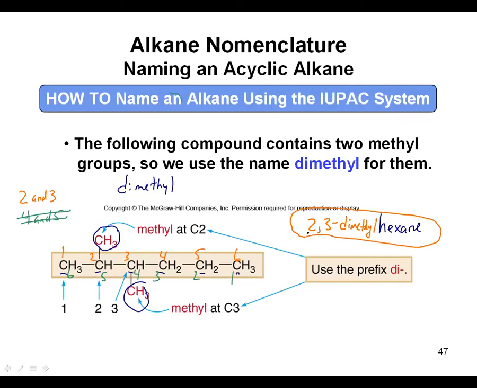Again, it's really all just about location. It tells us basically if we go to carbon number 2 and we go to carbon number 3, we should find a methyl group on a long chain of 6 carbons, which is the hexane. Any questions on that?